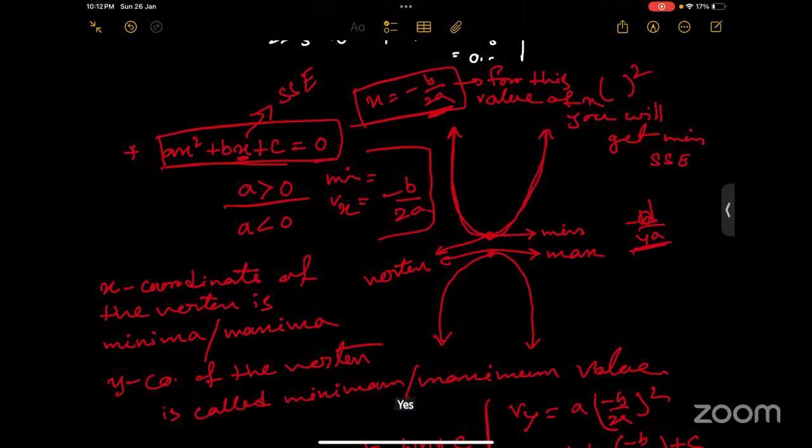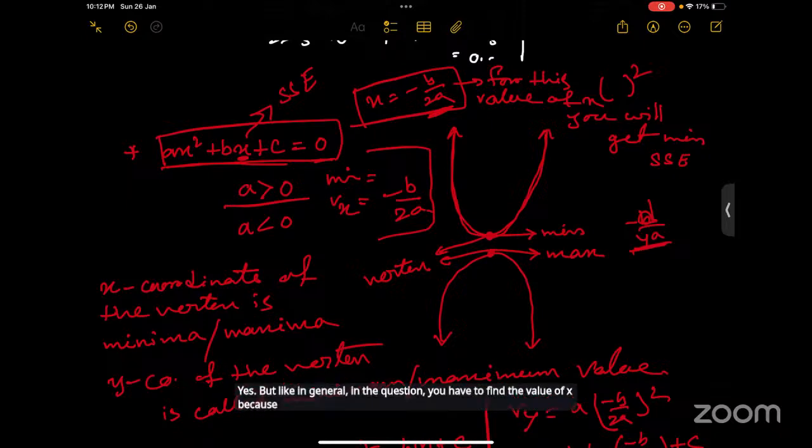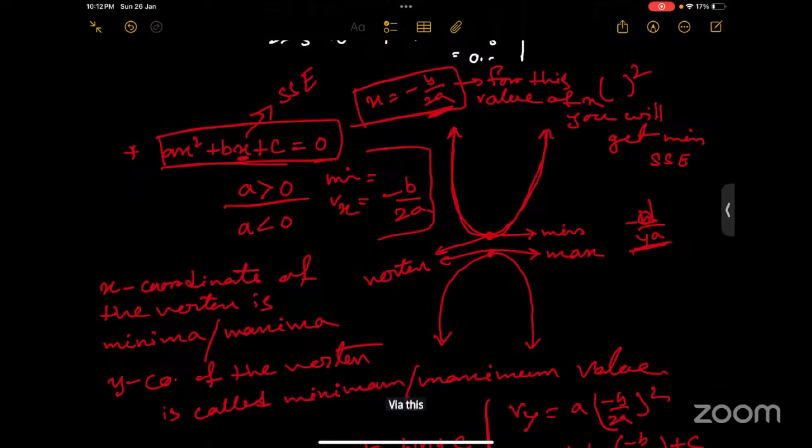But in general, in the question, you have to find the value of x, because they will ask you to find the value of some constant such that the SSC becomes minimum. So you have to find the value of x in the question. But if you want to find the minimum SSC, you can directly find it via this formula, minus d by 4a.